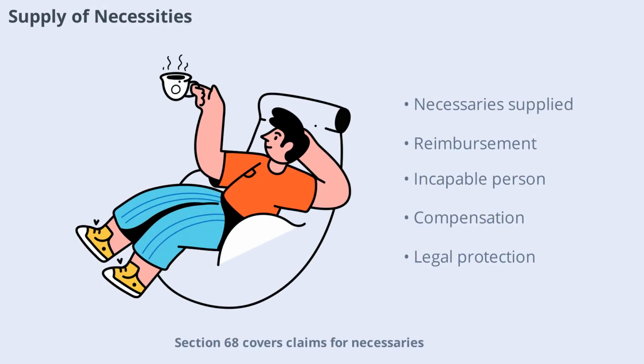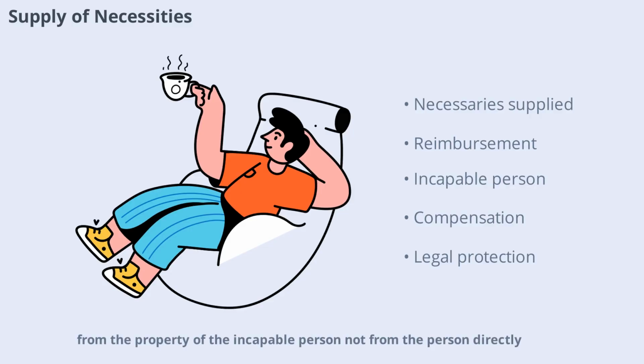Section 68 covers claims for necessaries supplied to persons incapable of contracting. The supplier is entitled to reimbursement from the property of the incapable person, not from the person directly. This ensures that those who provide essential goods or services are compensated, even when the recipient cannot contract.